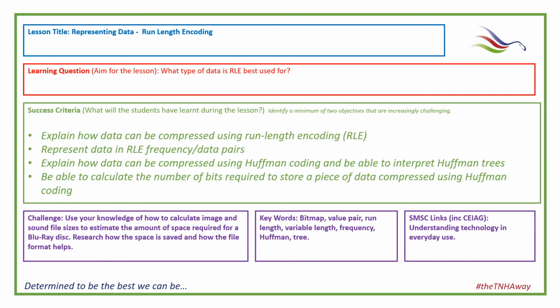Once you've done that, the recap: run length encoding. You should hopefully now be able to explain how we do that to compress things. You should be able to represent data yourself in run length encoding using frequency data pairs or data frequency pairs. And that's about as far as you'll get for this lesson, because the next 2 success criteria is our next lesson on Huffman coding.